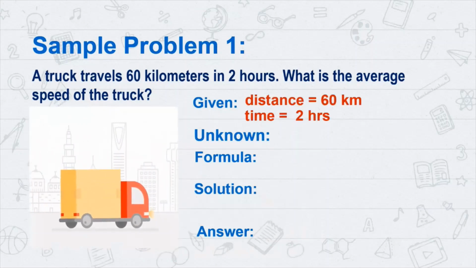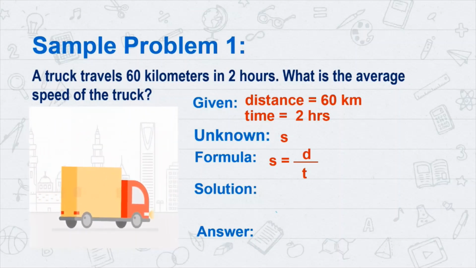For the given, we have distance, 60 kilometers, and time, 2 hours. Unknown, what are we looking for in this problem? You got it. We are looking for the average speed. Next, formula. What formula are we going to use? Right, we are going to use speed is equal to distance divided by time. Now, let's solve it by substituting the given.